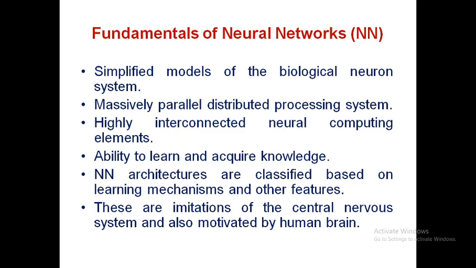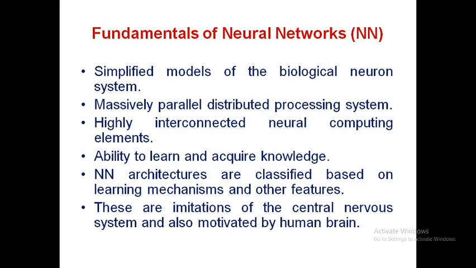The fundamentals of neural networks: it is a simplified model of the biological neuron system. So biological neuron system means our brain. The human brain is called the biological neuron system. And it is a massively parallel distributed processing system. Parallel distributed means communication will be faster. So that's why it is a massively parallel distributed processing system.